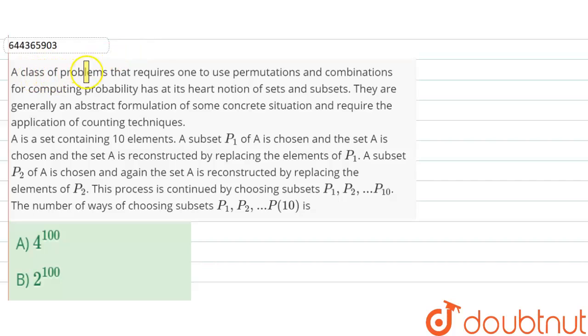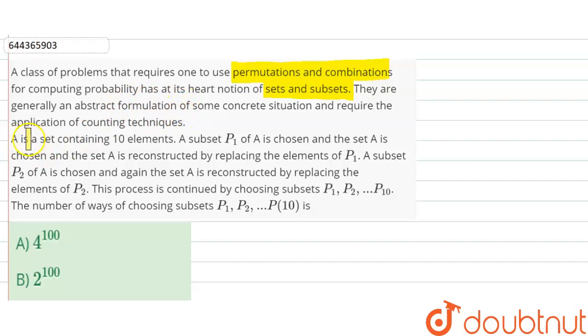Hello everyone, let us look at the following question. A class of problem that requires one to use permutation and combination for computing probability has its hard notation of sets and subsets. They are generally an abstract formulation of some concrete situation and require the application of counting technique.